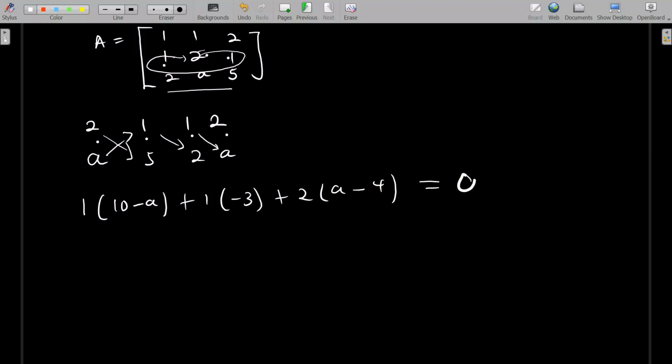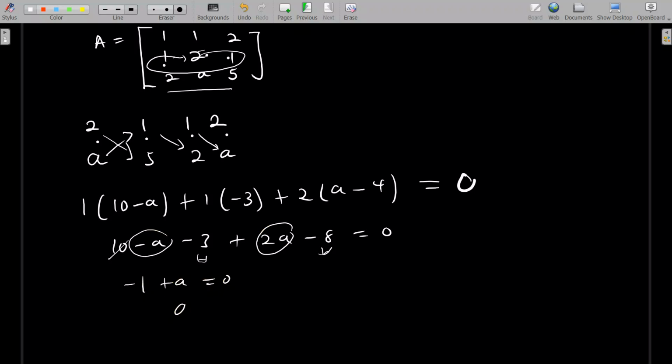So that is what it means to have a system with no unique solution. I'm going to have 10 minus a, minus 3, plus 2a minus 8, which should be 0. From this I have 10 here, minus 3, and then minus 8. What would that give me? Minus 3 minus 8 is negative 11, plus 10, and that's negative 1. Negative a plus 2a gives me a. So a should be equal to 1, and that is the solution.